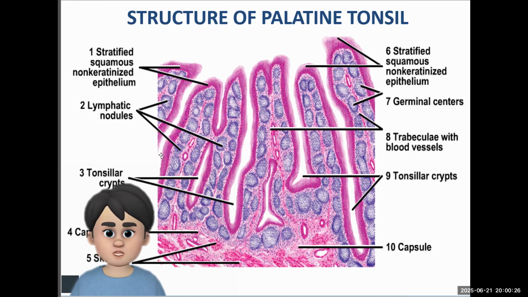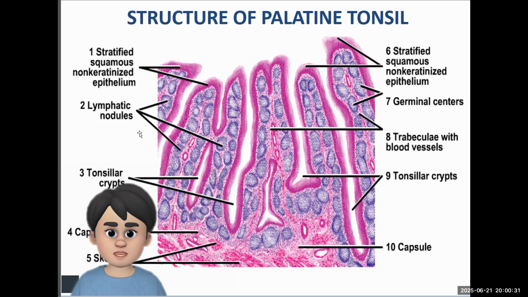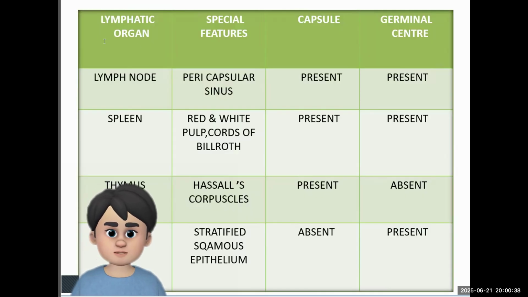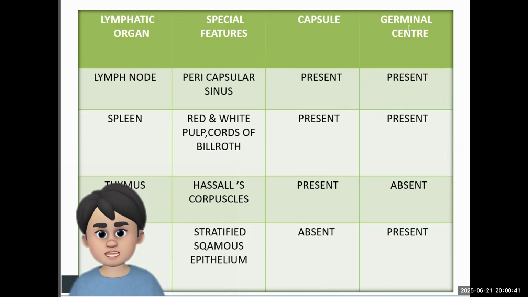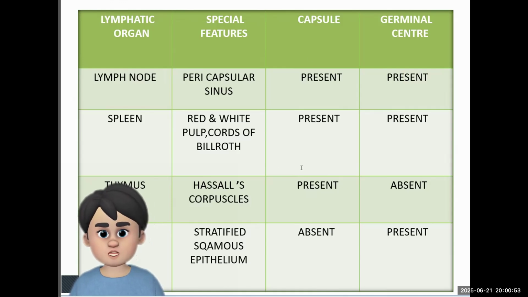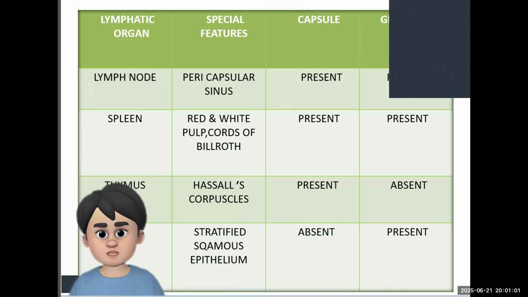For everything here, use whatever method suits you to remember these things. Now here, see, lymphatic organs and their special features: capsule, germinal center. Lymph node, spleen, thymus, tonsils: pericapsular sinus, red and white pulp, Hassall's corpuscles, stratified squamous epithelium. This table you need to remember. So today, here is the end of our good day.